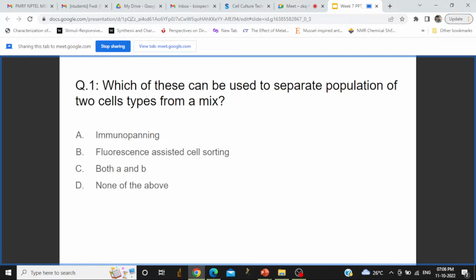Can anyone from the audience tell me why we need to separate cells from a mixture of cells? There are two questions from my side: why do we need to separate the cells from a mixture of cells, and in which case will we get a mixture of cells? You can directly unmute yourself, or you can write in the chat box. So I think no one is answering.